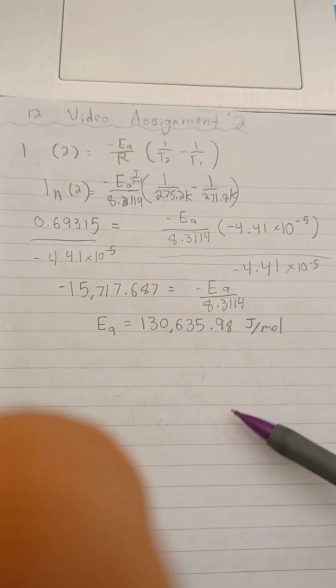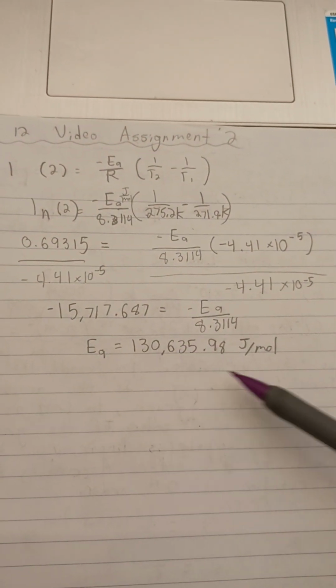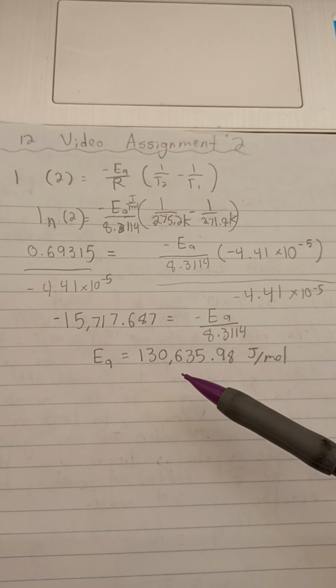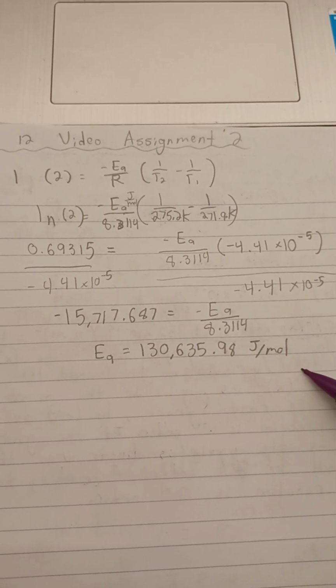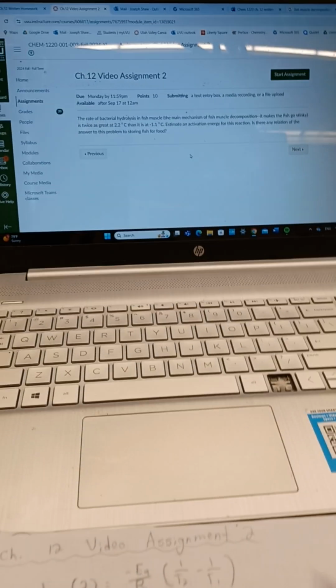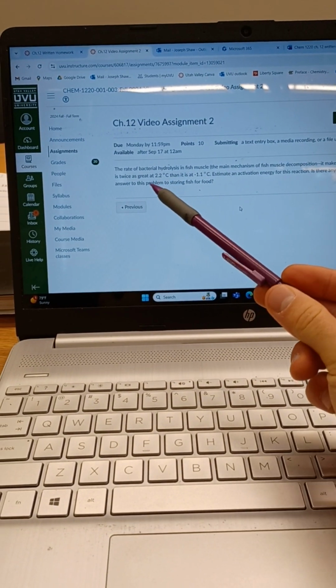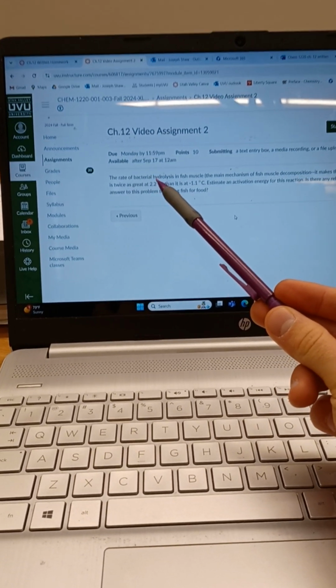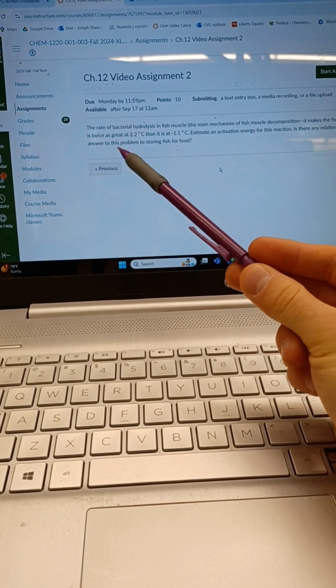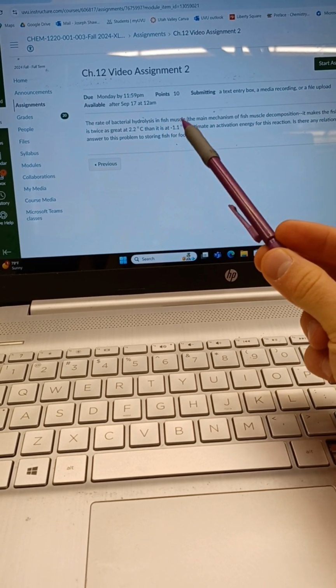And so this activation energy tells us 130,635.98 joules per mole, which is the energy required to start this bacterial hydrolysis in fish muscle.